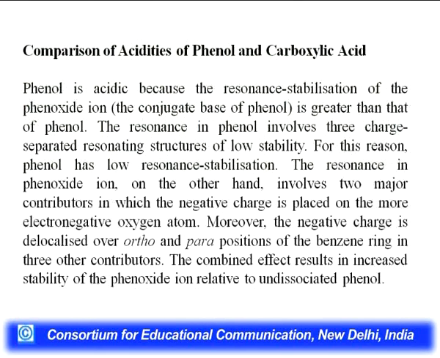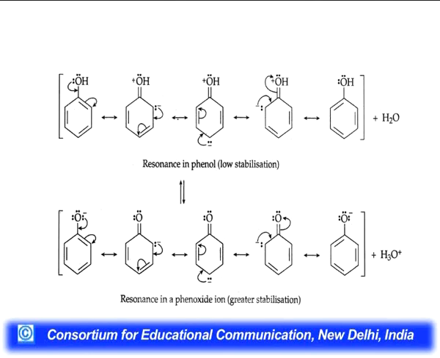Comparison of acidities of phenol and carboxylic acid. Phenol is acidic because the resonance stabilization of the phenoxide ion, or we can say the conjugate base of phenol, is greater than that of the phenol. The resonance in phenol involves three charge-separated resonating structures of low stability. For this reason, phenol has a low resonance stabilization. You can see the structure.